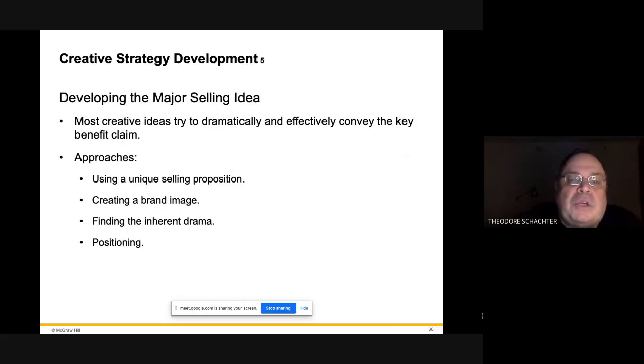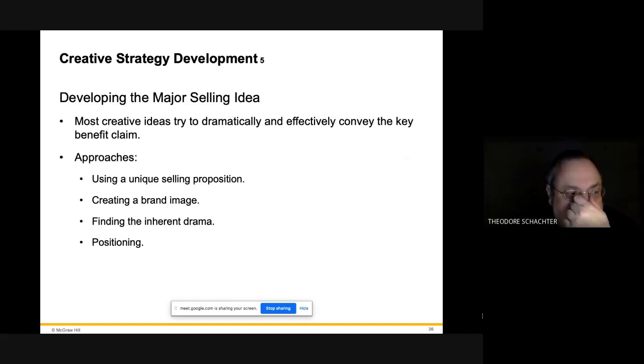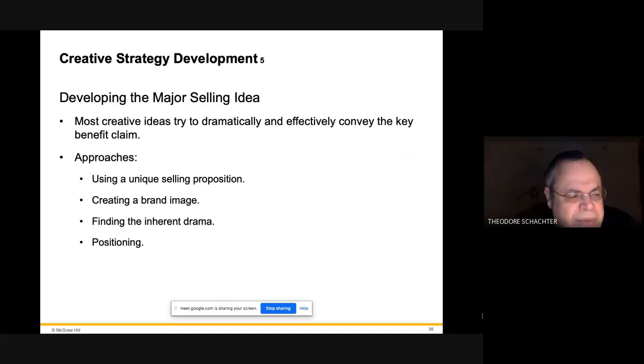So when we talk about a USP or a unique selling proposition, this was created by Rosser Reeves back in the day. Rosser Reeves said that a unique selling proposition is something that your product does better than your competing products, or something your product has that your competing products do not have, and it's meaningful to your target audience. Meaningful. It also can't be copied or duplicated.